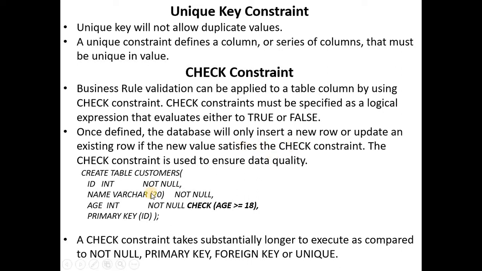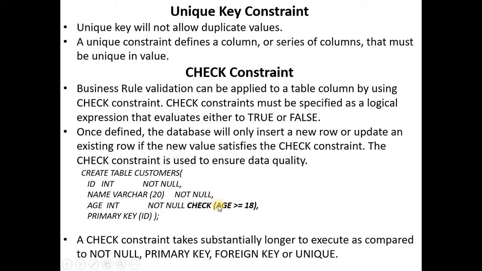Let's take an example. Let's assume you are trying to create a customers table. So you'll use a SQL query, create table customers. The first column is ID, and the values that go into that ID are integer values, and they should not be null. Name is a variable character and it is also not null. Age is of type integer and it's also not null, and you are using a check constraint here, that is to say the age has to be greater than 18. Then the primary key in this is ID.